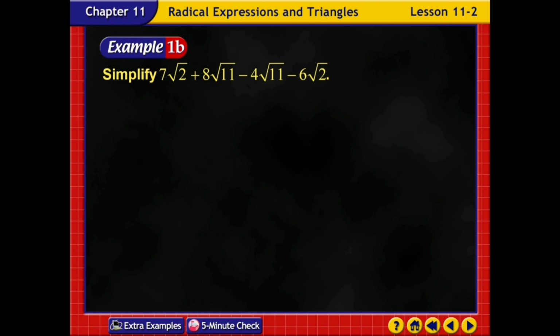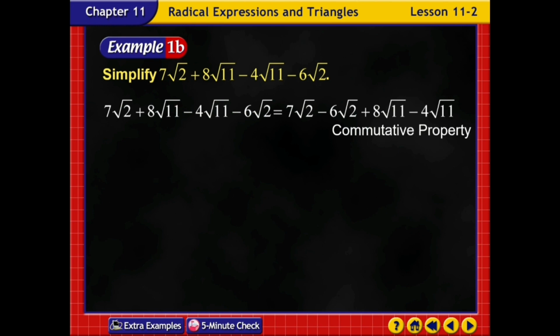Alright, let's now move on with our example letter B. We have 7 square root of 2 plus 8 square root of 11 minus 4 square root of 11 minus 6 square root of 2. In order for us to solve this kind of problem, we will apply commutative property, meaning we're going to combine similar terms.